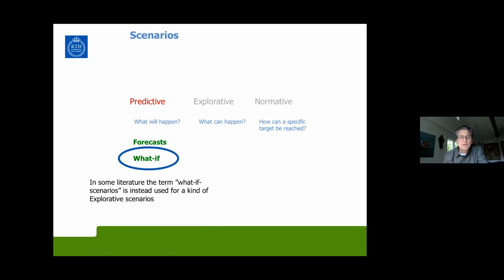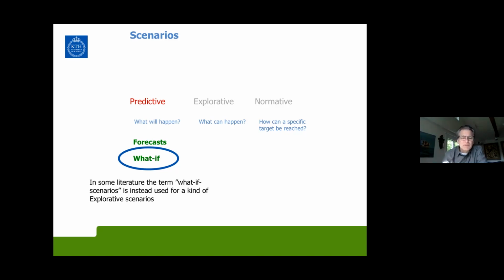I should also note here that putting the what-if scenarios as predictive scenarios was maybe a mistake by us. We could have looked for another name, because in some literature, what-if scenarios is more or less the same thing as what we call explorative scenarios. So here it's important to navigate a little bit.